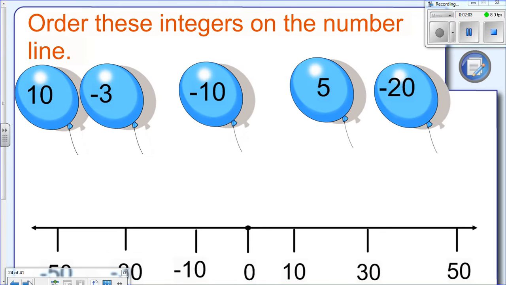So what I want you to do is in your notes, I want you to order these. I want to see if you can order these numbers on your number lines that are in your notes. And I'm going to go ahead and order the number lines here. You can feel free to pause the video if you need to.